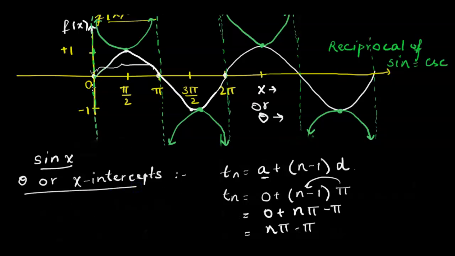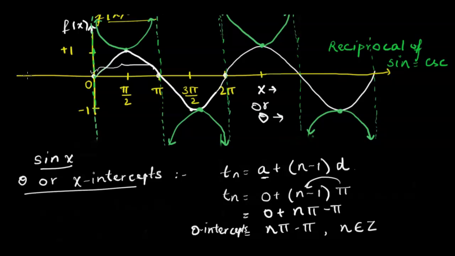So we cannot say that the x-intercept for sine function is 0, pi, 2 pi, then 3 pi, 4 pi, because we cannot write down all the values because these values go up to infinity. So we just say theta-intercepts is n pi minus pi, where n represents any integer. Integer is represented with the Z sign.